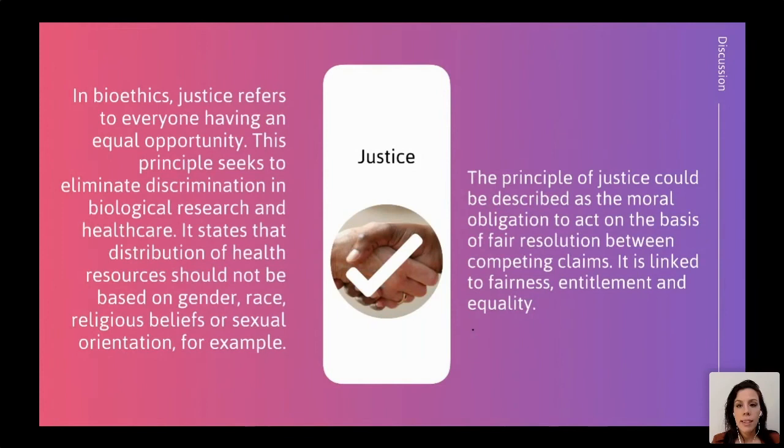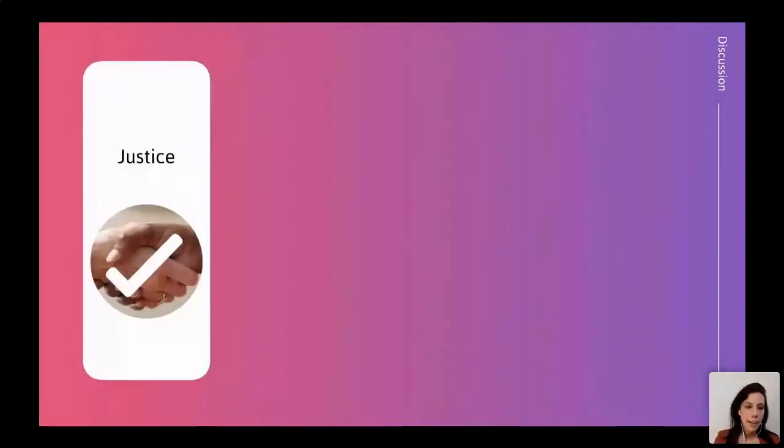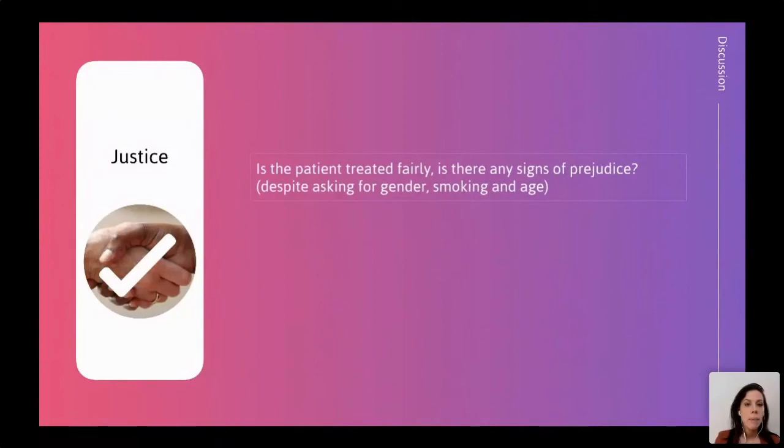Lastly, we have justice. In bioethics, I'm just going to read what it says on the left there. Justice refers to everyone having an equal opportunity. This principle seeks to eliminate discrimination in biological research and in healthcare. It states that distribution of health resources should not be based on gender, race, religious beliefs, or sexual orientation. Those are just some of the examples. So when I looked at the chatbots, I was looking at things like, is the patient treated fairly? Are there any signs of prejudice that I could pick up?